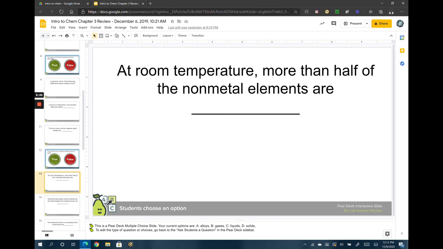And if you look, the non-metals are on which side of the periodic table? On the right. And if you look towards the right at all of the non-metals, you will see that the majority of them, or at least more than half, are gases. Choice B.